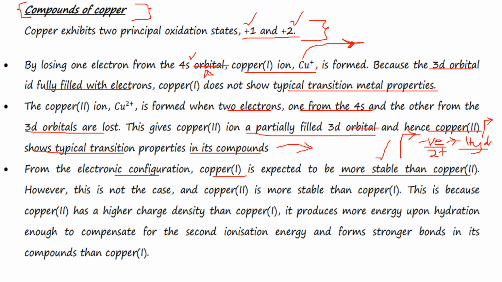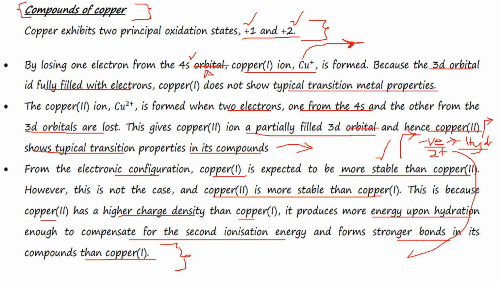So let's go to the notes that have been written. I hope you have the best ways to understand it in terms of explanation. However, this is not the case because copper(II) is more stable than copper(I). This is because the copper(II) ion has a higher charge density than copper(I), thus it produces more energy upon hydration, enough to compensate for the second ionization energy, forming stronger bonds in its compounds than the copper(I) ion. Like I've told you, this is just a variation in English, but it's about explaining in terms of hydration energy that is given off when both of their compounds are placed in solution.